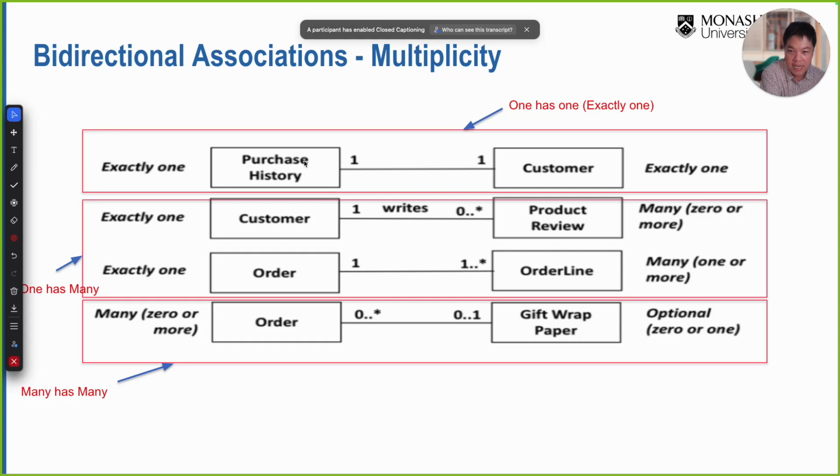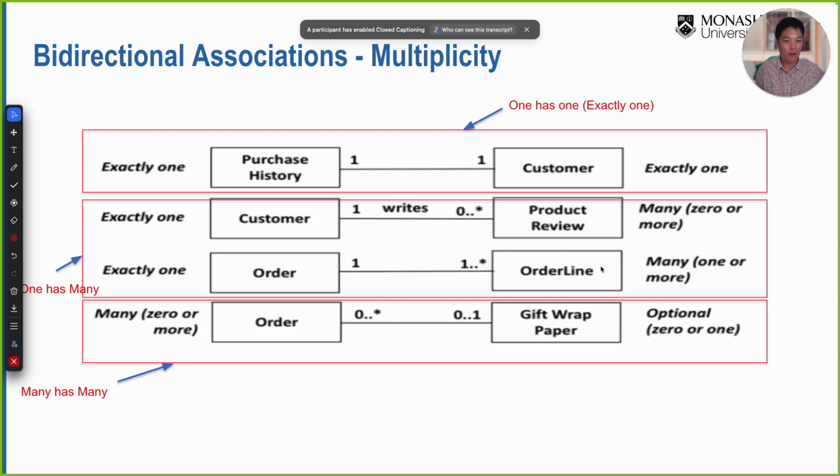One purchase history has exactly one customer. Yes, when you purchase something, it can belong to only one customer. One customer can write 0 or more product reviews. Yes, one customer can write 0 or more product reviews. I can write or I cannot write, or I can write multiple product reviews as well. Either one is fine.